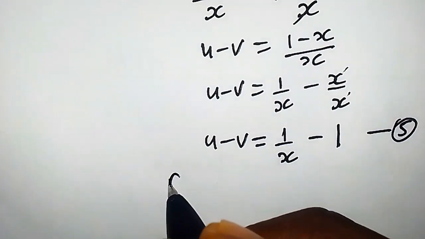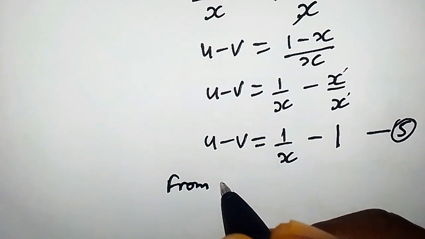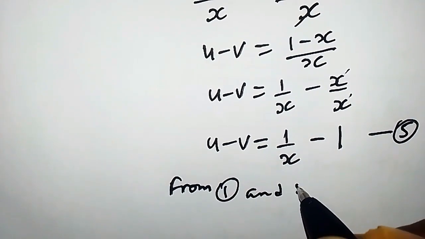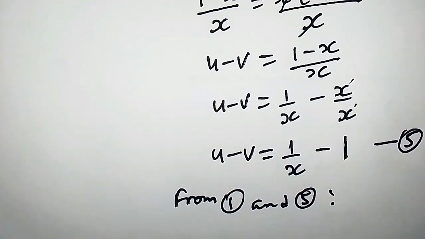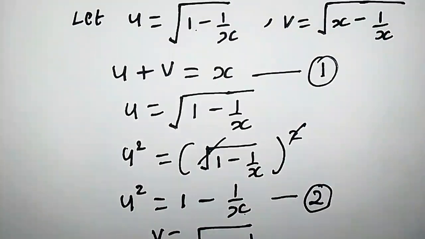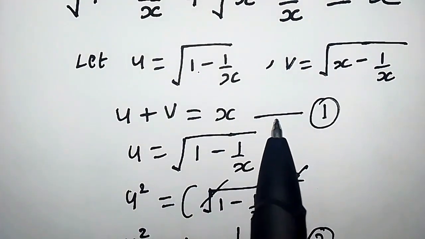Now from equation 1 and 5, equation 1 says u plus v equals x.